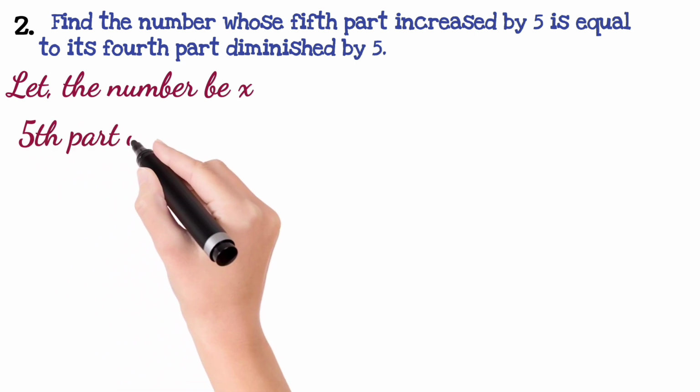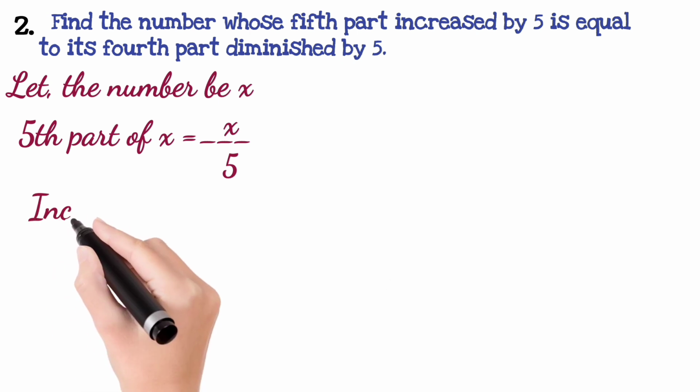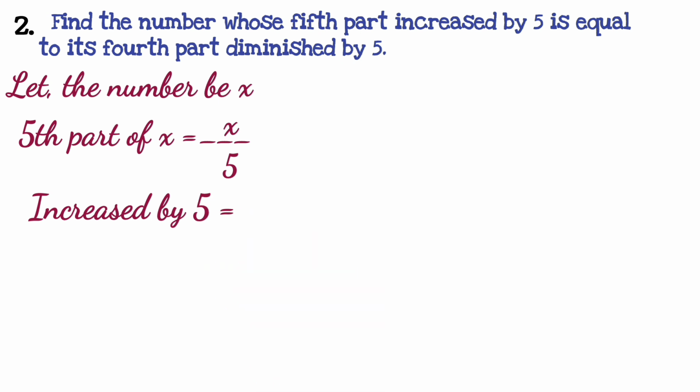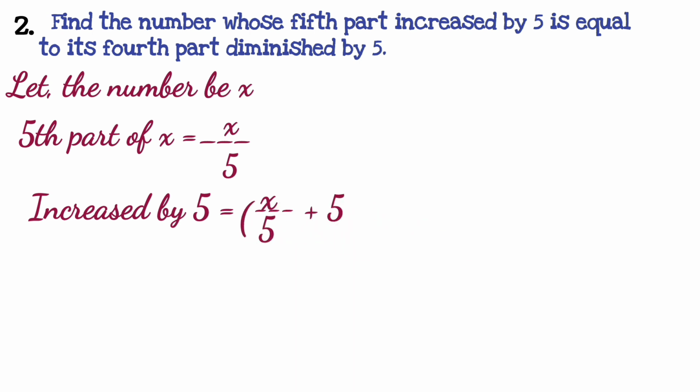Now we will write the fifth part of the number. So the fifth part of x is x by 5. If it is saying third part, then x by 3; fourth part, then x by 4. This way we write, okay. So the fifth part of x equals x by 5. And in the question, it is the fifth part increased by 5. So x by 5, increase means plus. So x by 5 plus 5. Simple.